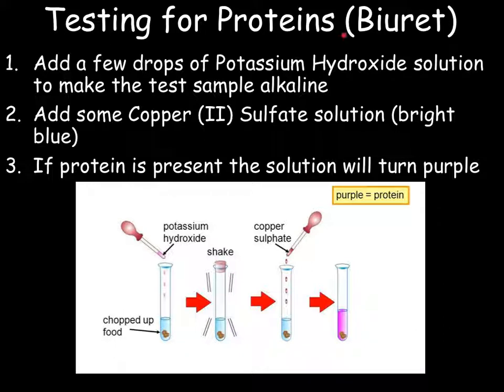The second test we need to know about is how to test for proteins. This is done using the Biuret test. To start off with, we have our chopped up food in the solution, or our solution which we wish to test. We then add in our potassium hydroxide solution. This makes the test sample alkaline. We then add in some copper sulfate solution, which is bright blue. If the protein is present, then the solution will turn purple. If, however, there is no protein present, then the solution will stay blue. Once again, that positive result, the colour change from blue to purple, indicates that there is protein present.